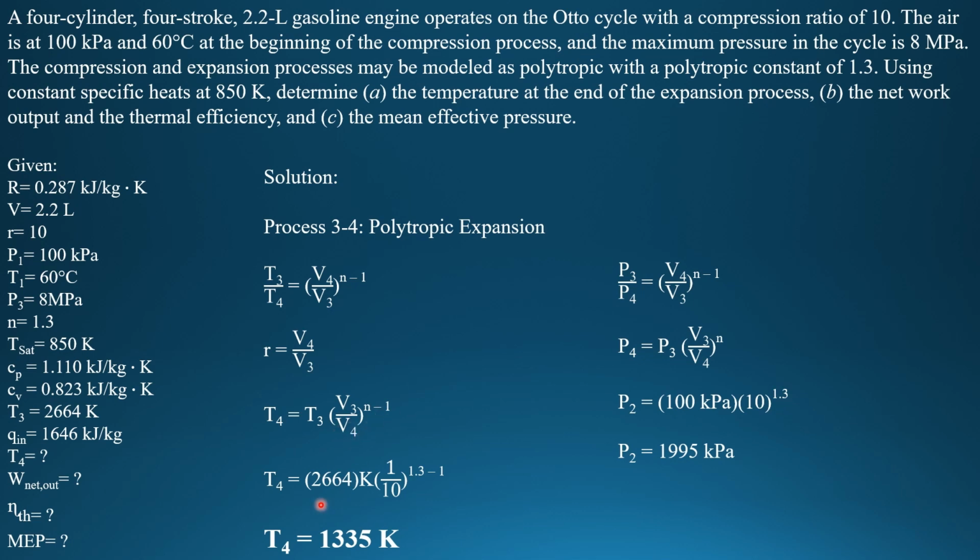And now we'll be plugging in our values. We have here 2664 Kelvin times 1 over 10, since our compression ratio is being reciprocated. So that is now 1 over 10 raised to 1.3 minus 1. And we come up with this temperature at state 4 that is equal to 1335 Kelvin.